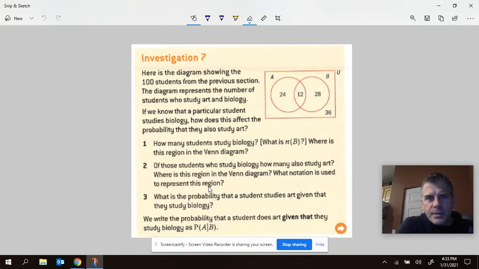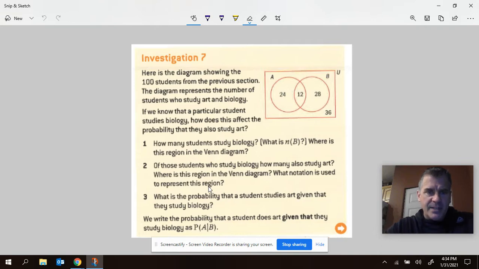We've got 100 students, and we see that there's art and there's biology, and then there's a crossover between art and biology, the middle part there, and then we have some students who aren't taking either one of those. So the universal number here would be 100, 36 of which are taking neither art nor biology. That's something to consider, although it's not necessarily going to play here.